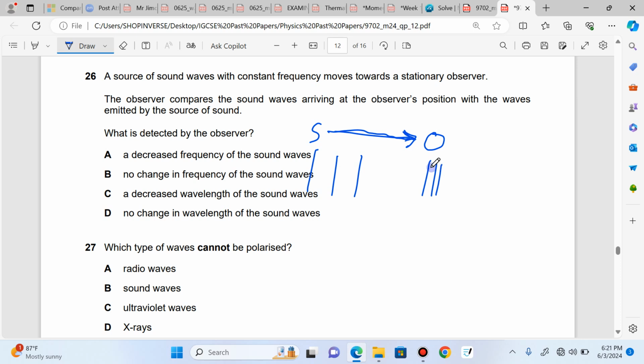What I'm simply saying is that this is the wavelength of the emitted sound. What will be heard? This will be the wavelength of what will be heard. So there will be a decrease in wavelength. That makes option C the correct answer to question 26.